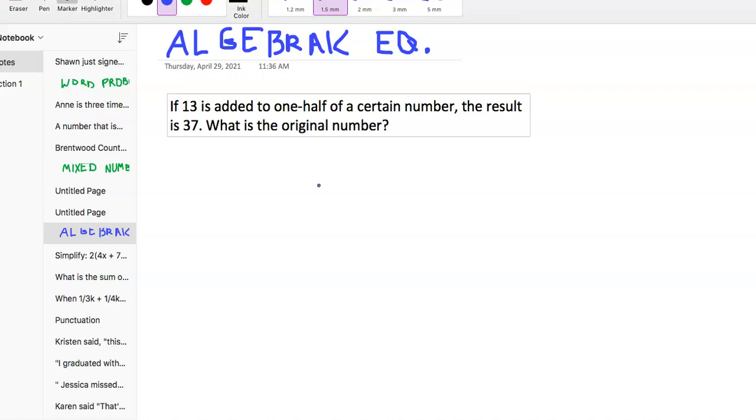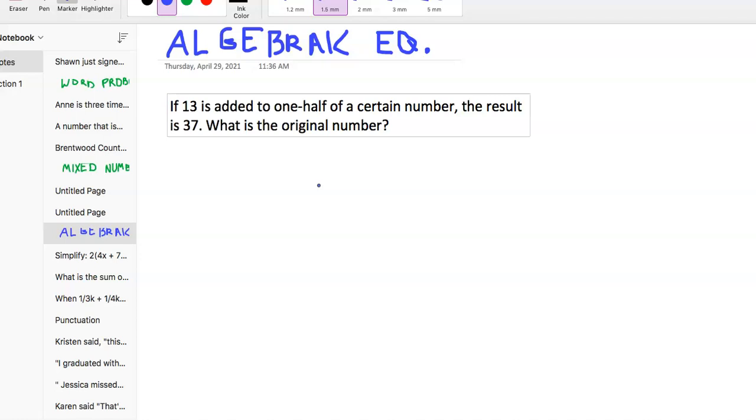All right, guys, algebraic equations. So we got four different examples here. This is not the hardest of algebra, but in a lot of cases, certain parts of this can trip us up, I should have said. So let's go ahead and take a look.